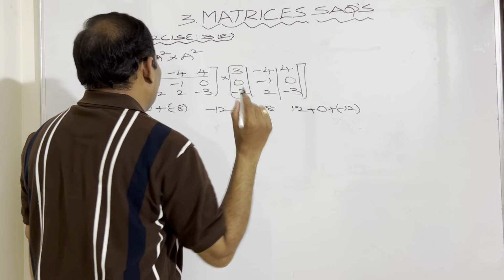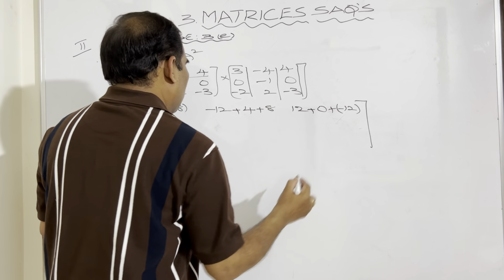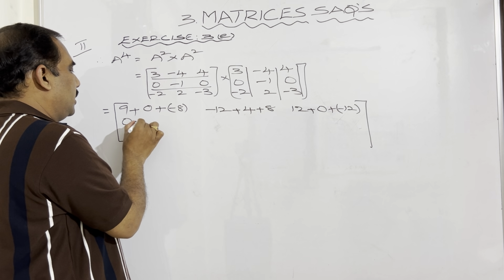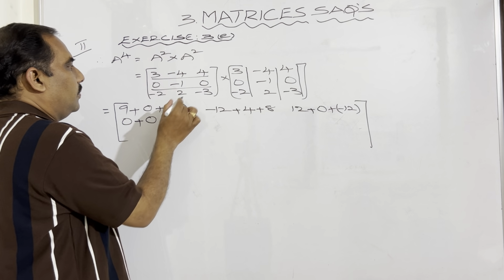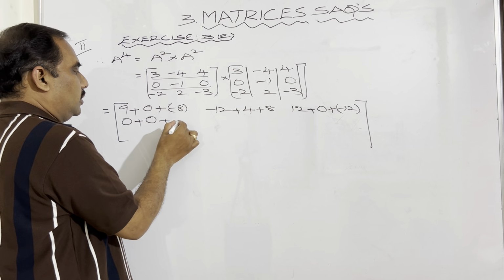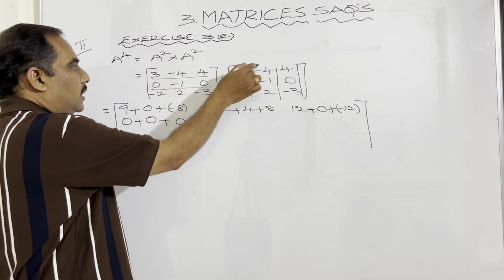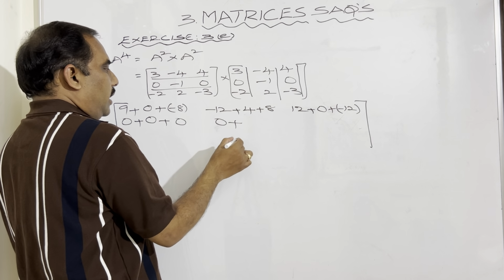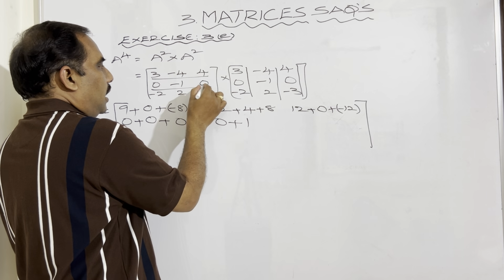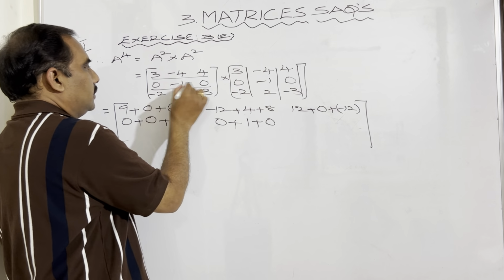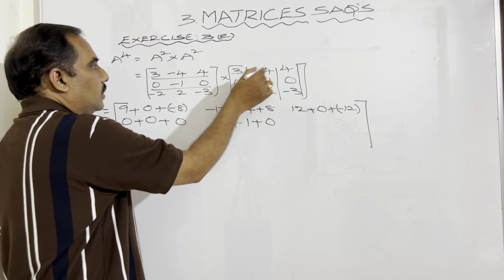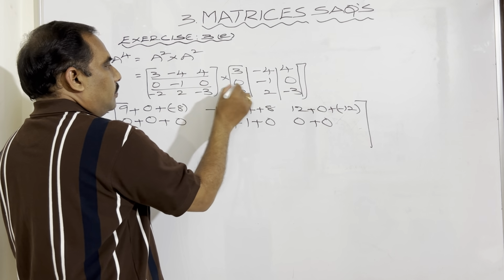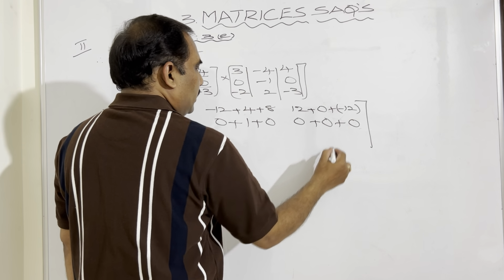So again, the second row, first column multiplying 0 into 3, that is 0, and immediately plus minus 1 into 0, that is 0, and plus 0 into minus 2, that is 0. Again second row, second column multiplying 0 into minus 4, 0, and immediately plus minus 1 into minus 1, that is plus 1, and 0 into 2, that is 0. Again second row third column multiplying 0 into 4, that is 0, and plus minus 1 into 0, that is 0, and plus 0 into minus 3, that is also plus 0.